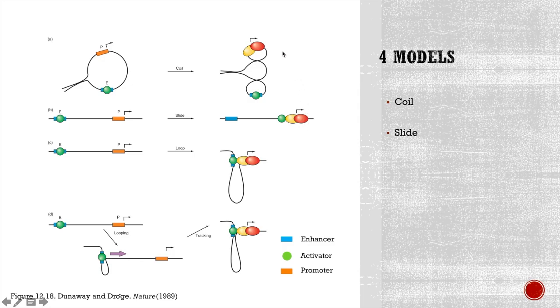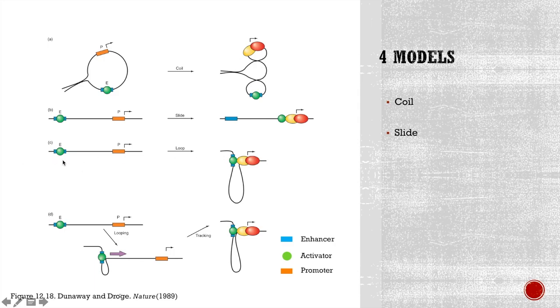So far, we can notice that the first two mechanisms require the enhancer and the promoter to be on the same DNA. Otherwise, coiling on one DNA molecule has little effect on another DNA, and the activator wouldn't be able to slide down the same DNA from the enhancer to the promoter.